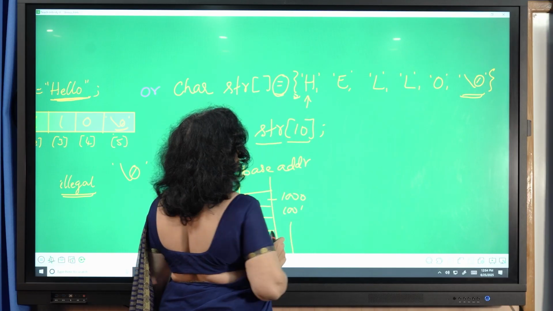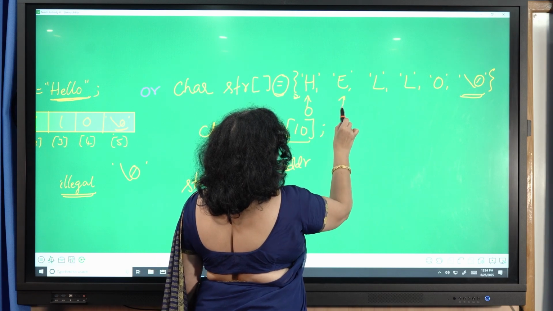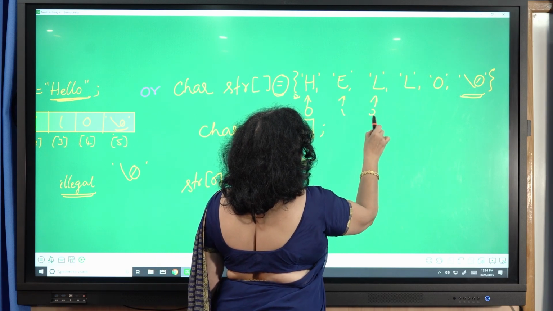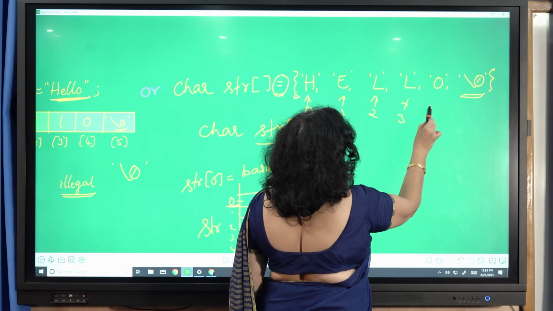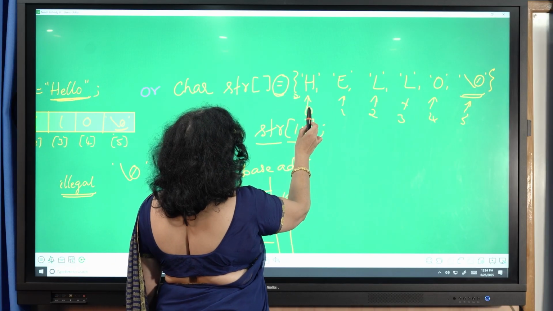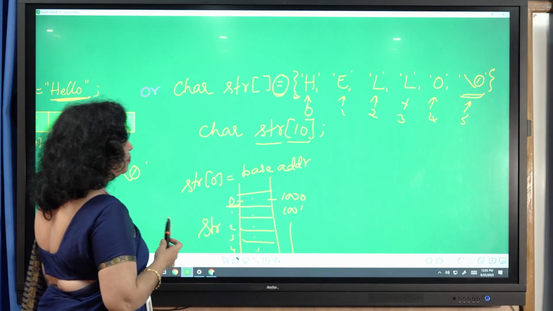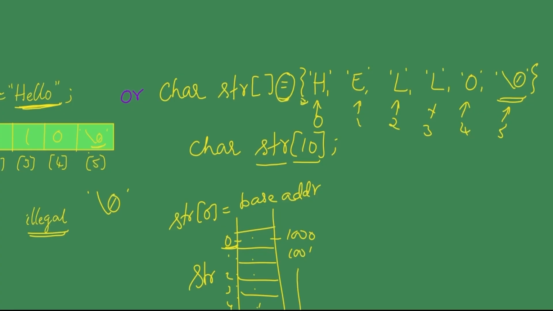H is stored in the 0th location. This is stored in location 1, this in location 2, this in location 3, location 4, location 5. So starting with the base address, we go till the null character. The string length is 5 plus 1, 6. So we need 6 locations to store the string.